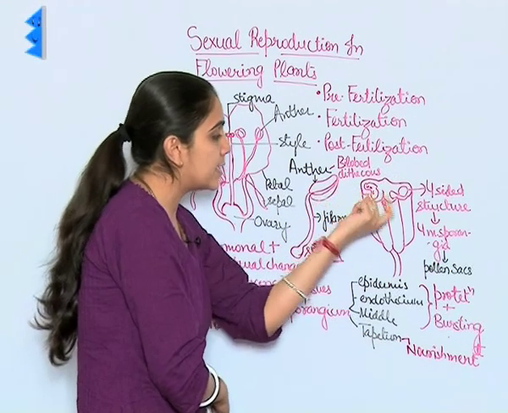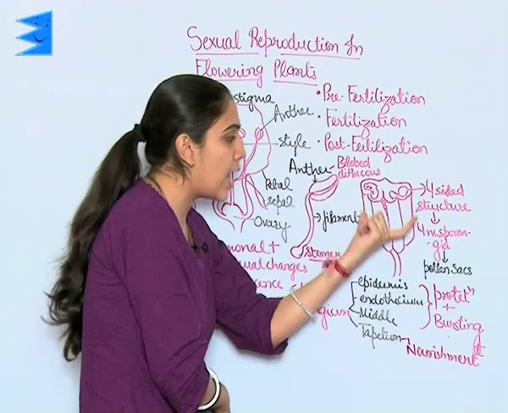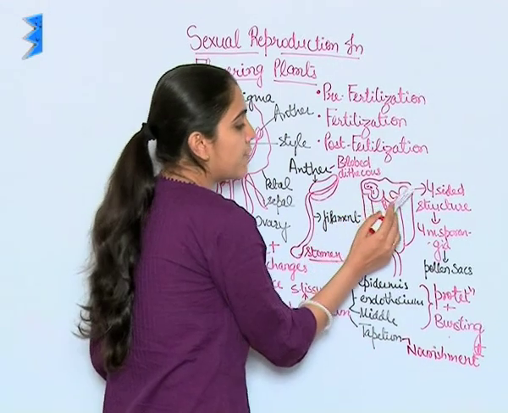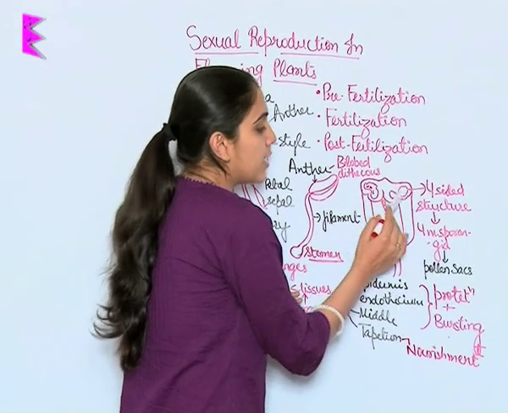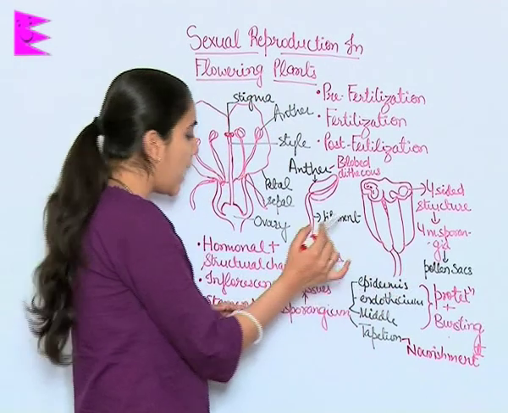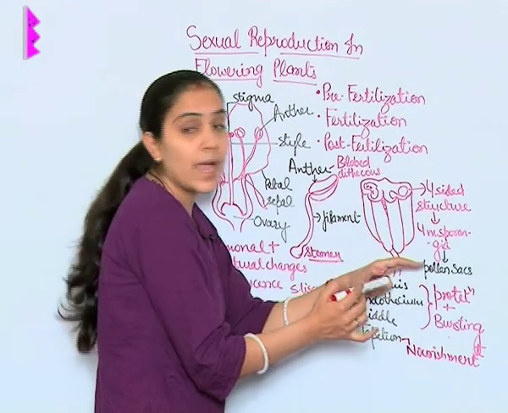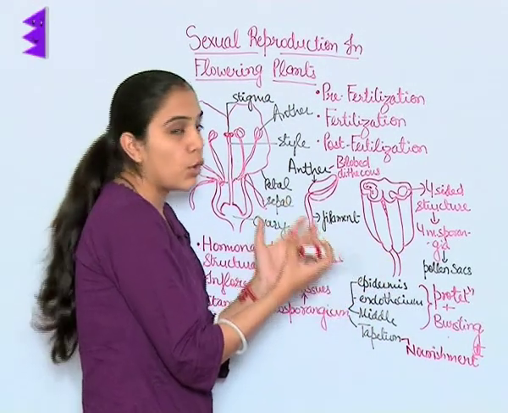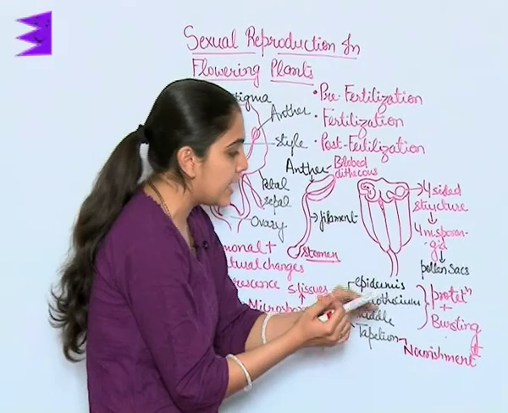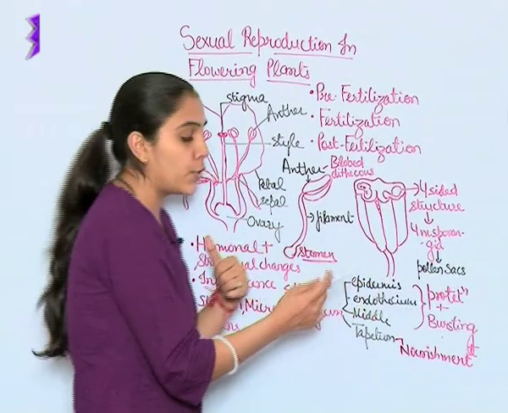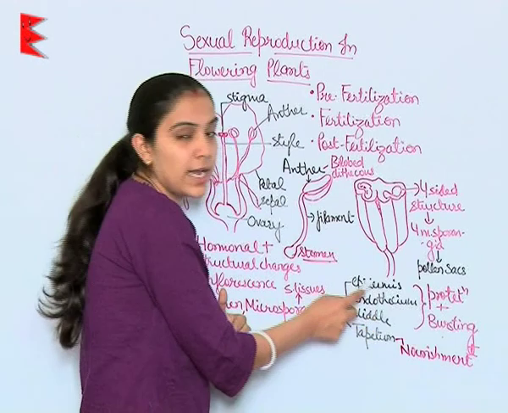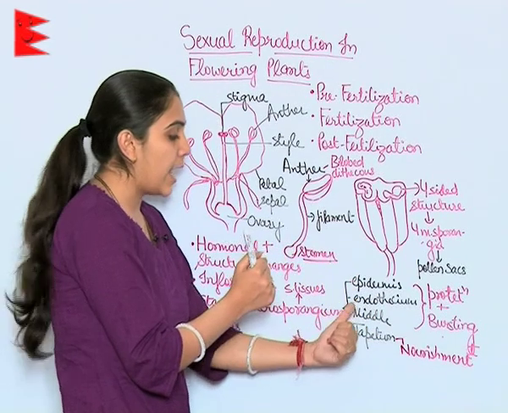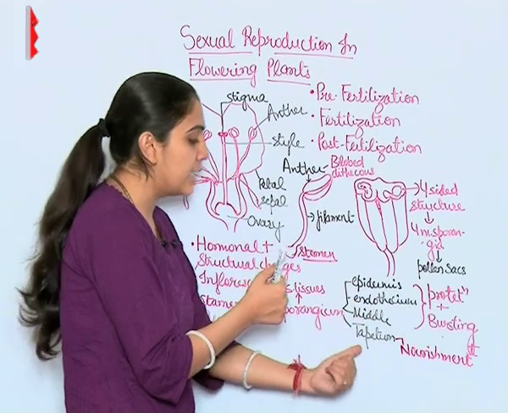Now let us see this anther in an enlarged view. You will see that it is a four-sided structure consisting of four microsporangia. These microsporangia grow into pollen sacs at a later stage. The microsporangium consists of four layers: epidermis, endothecium, middle layers and tapetum.